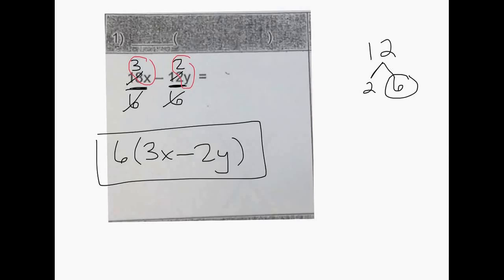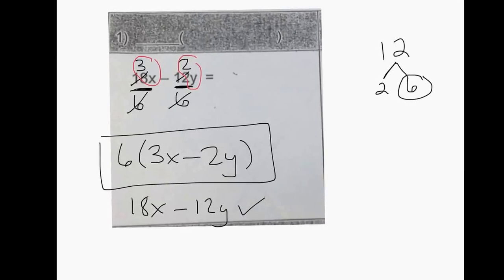And you can always double rainbow to figure out if you're right. 6 times 3 is 18x. 6 times a negative 2 is negative 12y. And that is the right answer.